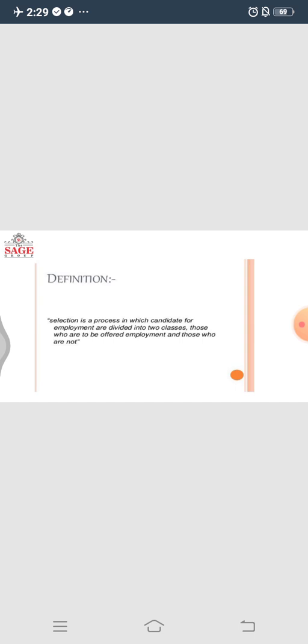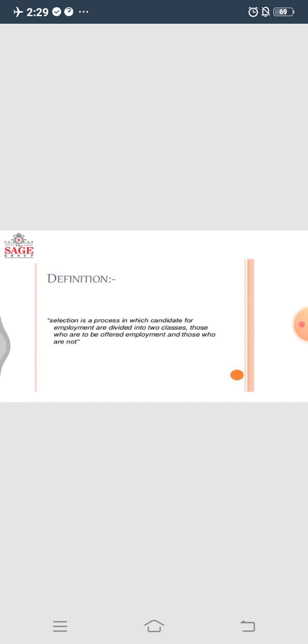Selection can be defined as a process in which candidates for employment are divided into two classes. Okay, we'll have two groups of people. Like I give you an example, we have an opening for two sales personnel and we have received 50 resumes for the same. So we will be dividing these 50 resumes into two parts. One part will be those who are qualified or who can be considered for the job, and the other part will be those who may be qualified but cannot be considered for the job.